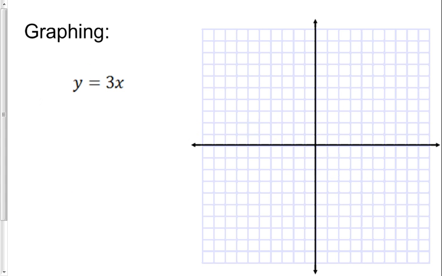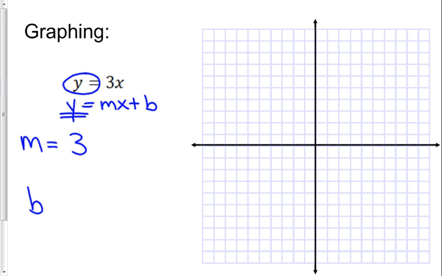One more example. So we have y equals 3x. We still have y equals mx plus b. Whenever you've got the y equals, you know it's mx plus b. So this time our m is 3, and our b, well, what's our b? What do we have here? We have nothing. So it's plus 0. So our b value is 0.